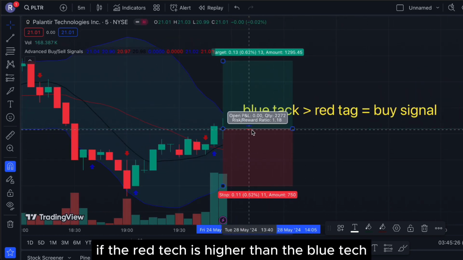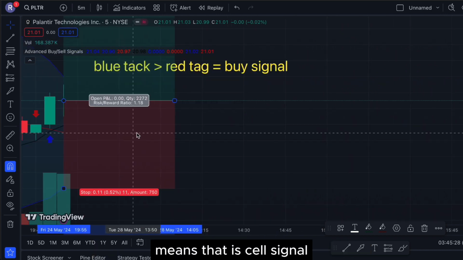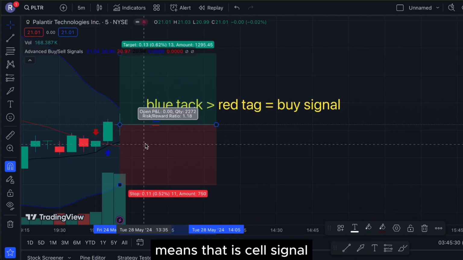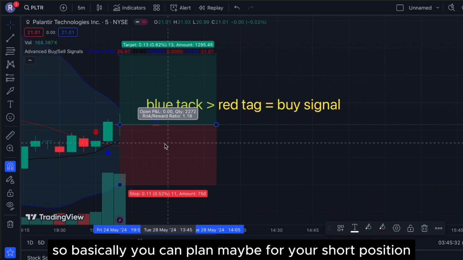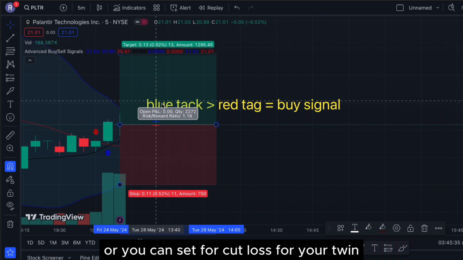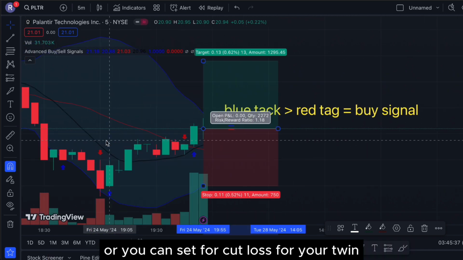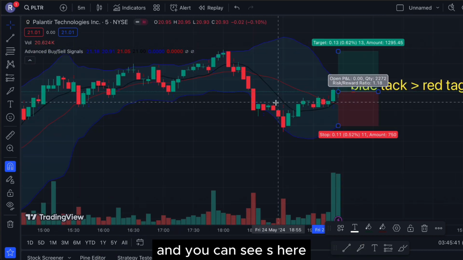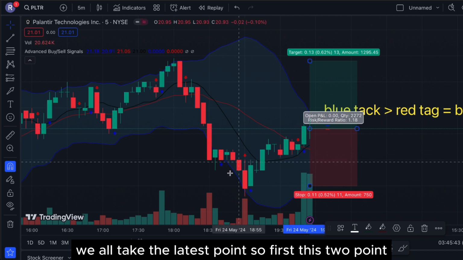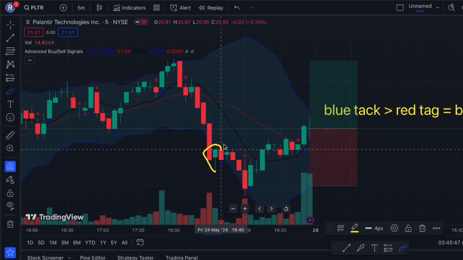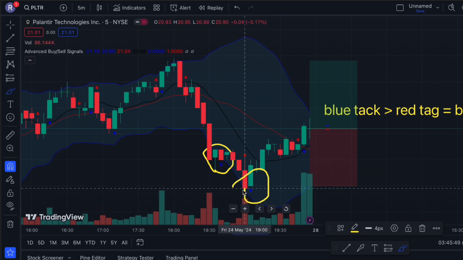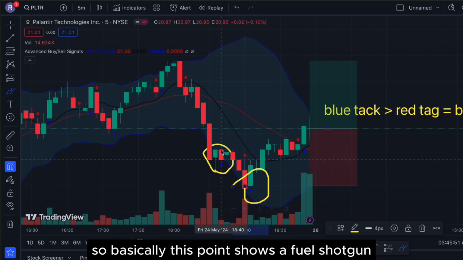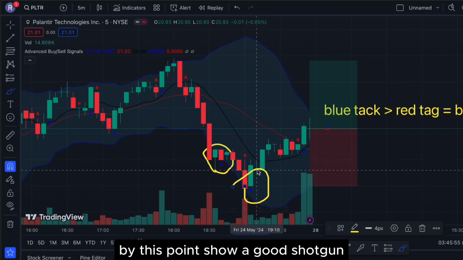If the red tag is higher than the blue tag, it means that it's a sell signal. So basically you can plan maybe for your short position, or you can set a cut loss for your trade. And you can see here, we will take the latest points. First, these 2 points. Basically this point shows a fail short term, but this point shows a good short term.